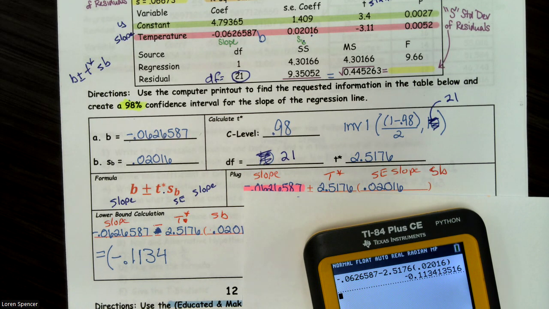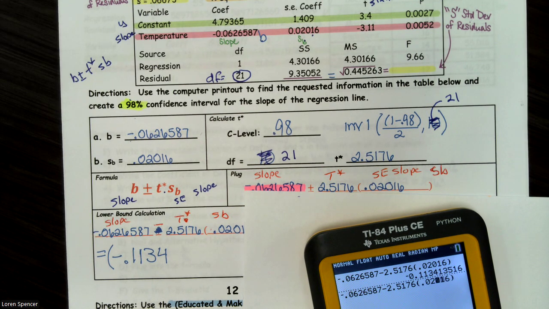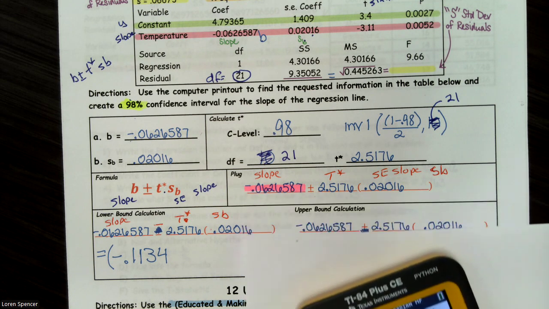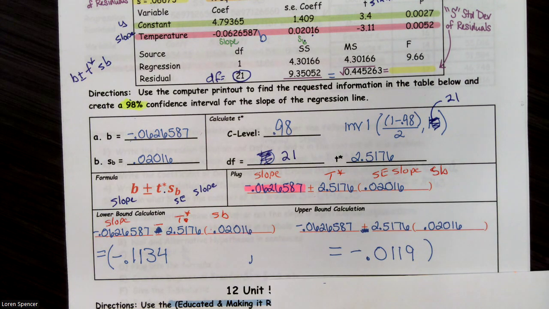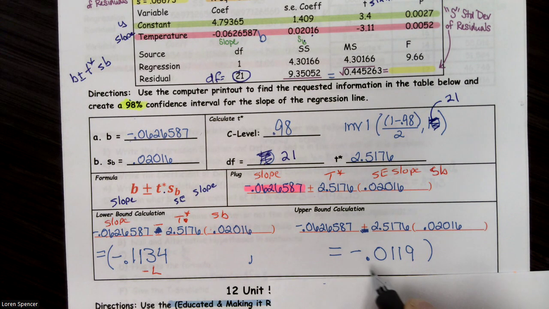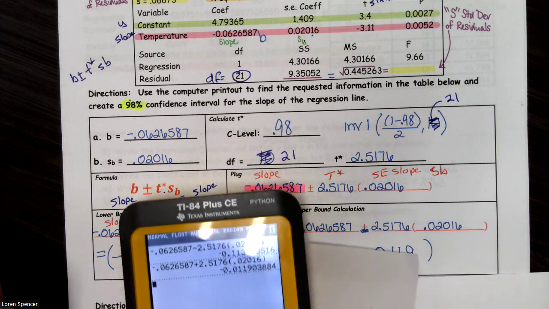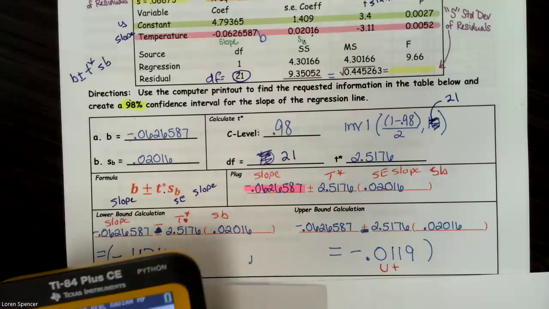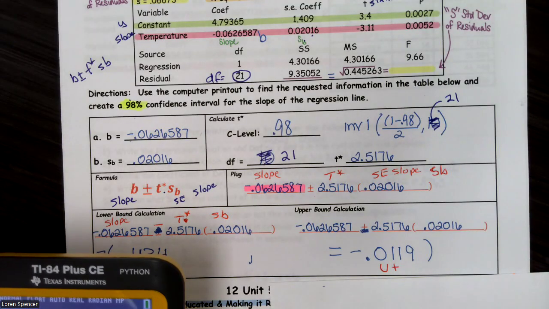Now we're going to do the same thing, except we're going to have to change that negative to a positive. So we're just going to scroll over, change that to a plus sign, press enter, and now we have an upper bound. So I always want to remind myself this is my lower bound, and I subtracted, this is my upper bound, and I added. Okay? And once again, those both came off the calculator.